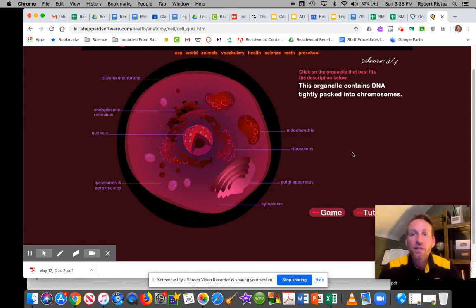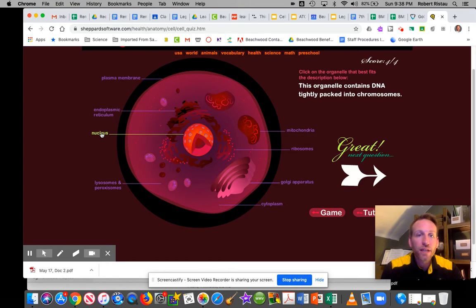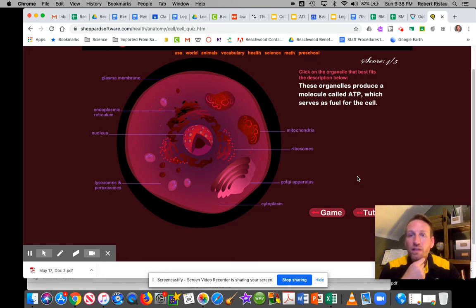Okay, DNA: this organelle contains DNA tightly packed into chromosomes. Well, we're going back to the nucleus again. If we're talking anything about DNA, we're going back to the nucleus. We've already talked about that. Not sure why they asked that again.